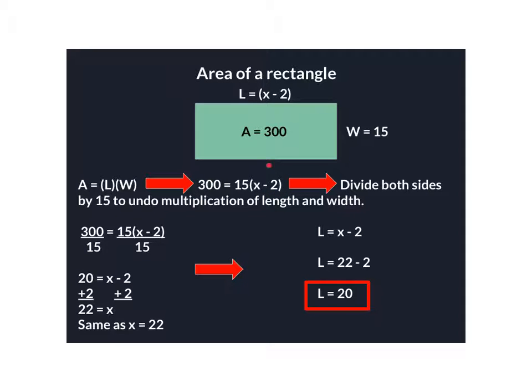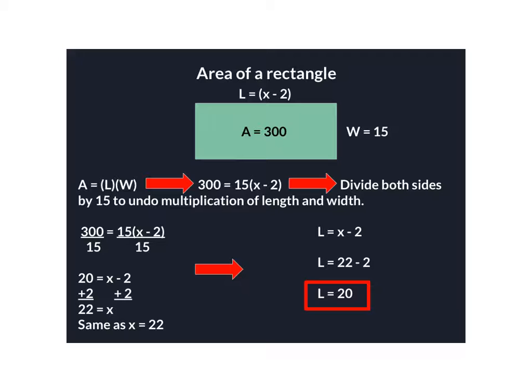Since these two dimensions right here, length and width, are being multiplied, you'll see that I said to divide both sides by 15 to undo that multiplication between the length and width. So that's what we're doing over here. We have this equation right here, 300 equals 15 times x minus 2. Down here, we're dividing both sides by 15 to undo that multiplication. 300 divided by 15 gives us 20 right here. These 15s essentially cancel because they turn into 1, and so we're left with just x minus 2 over here.